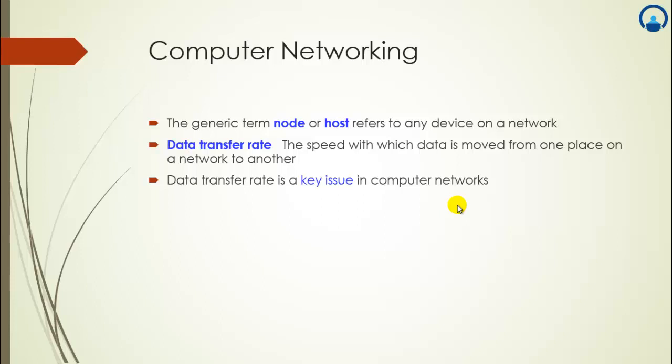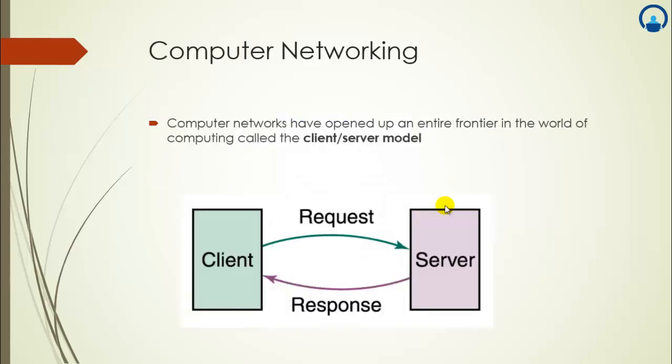What are computer networks? Basically, they have opened an entire frontier in the world of computing called the client-server model. So whatever we have talked about until now is based on the model of client and server. Now what does this model say? This model says that a client requests a server to get some information, and then the server responds to the client. What does this mean?